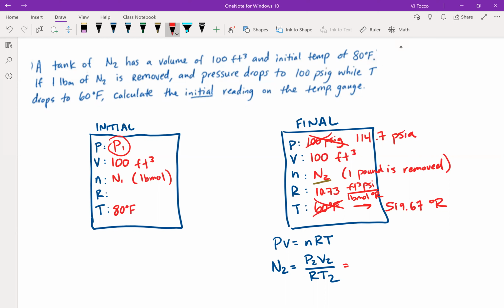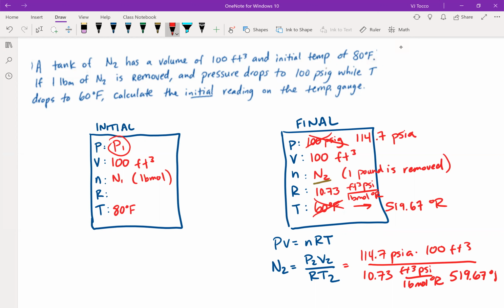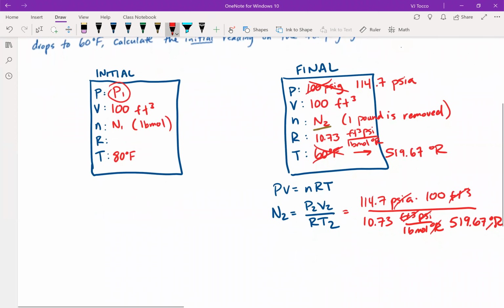So now I have an equation, so I can plug in 114.7 PSIA times 100 cubic feet over 10.73 cubic feet PSI per pound mole degree Rankine times 519.67 degrees Rankine. My units are going to cancel out in order to get me pound moles at the end. So I just crunch this number, and my moles, if I solve for N2, it's going to be 2.06 pound moles.